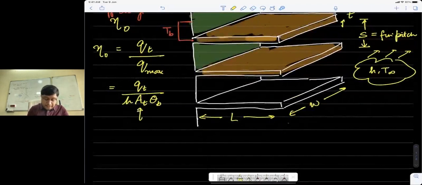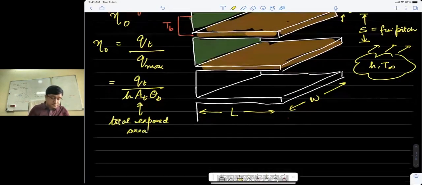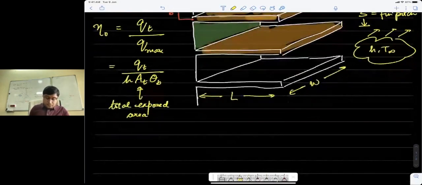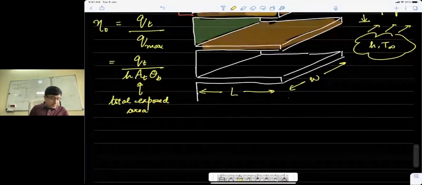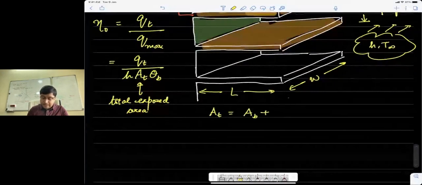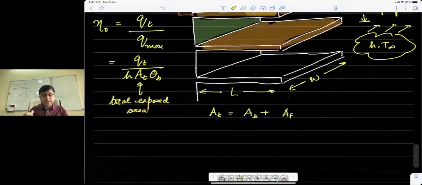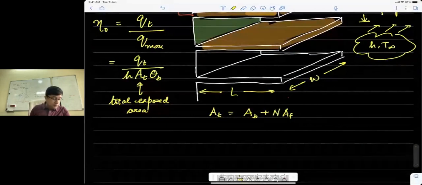So keep in mind, A_t is the total exposed area, and now we're not dealing with just one fin. So how do we write this total exposed area? We can write it in terms of the fin area and the base area. So A_t should be the area of the base plus the area of the fin, and assuming there are n fins in the geometry of the same type, we have n times A_f. So that would be the total area that the surface shows up for heat transfer.